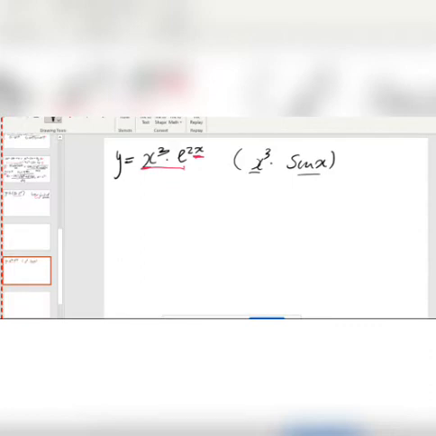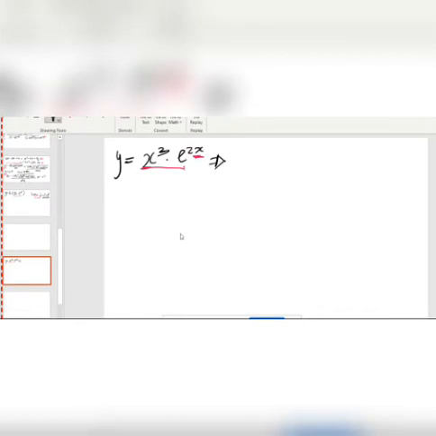Are you guys familiar with the product rule? Hello? Are you guys familiar with the okay. So the product rule, guys, it doesn't matter. I know.